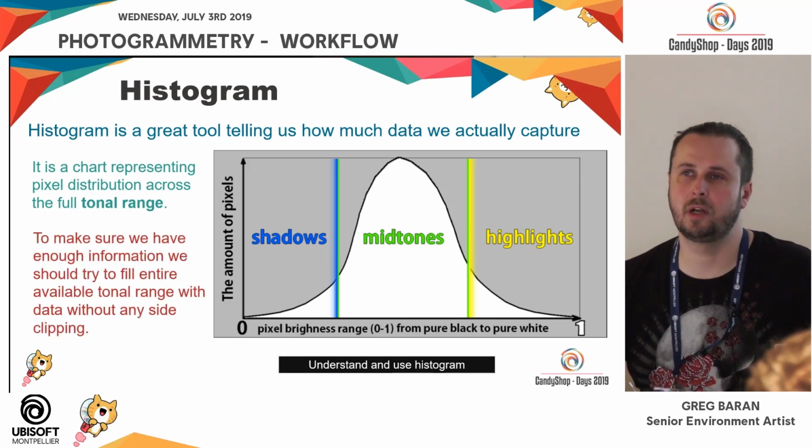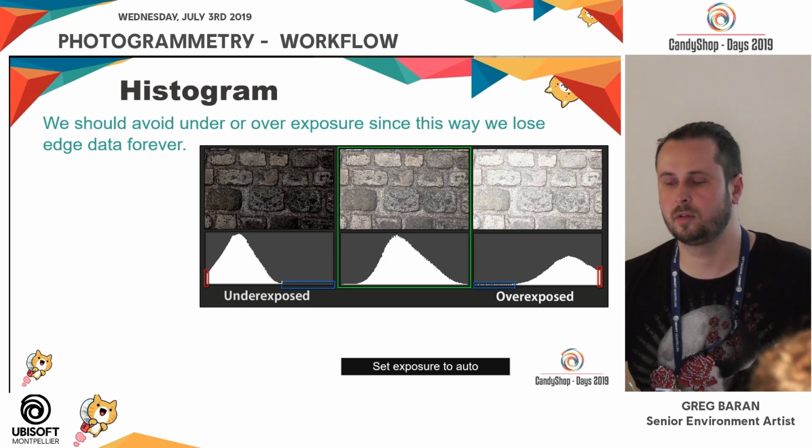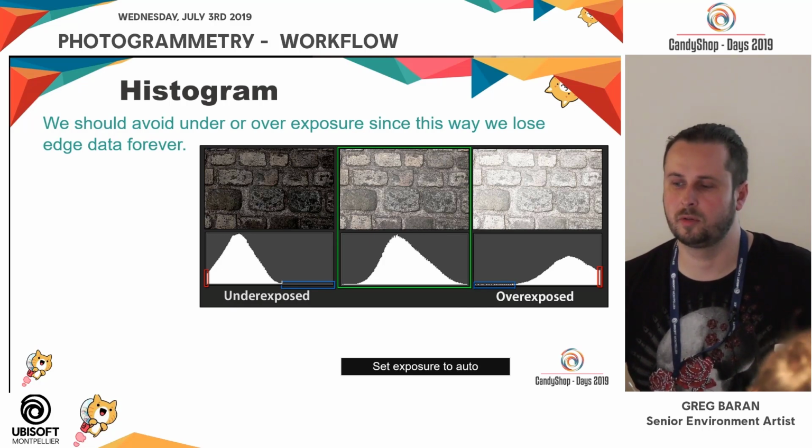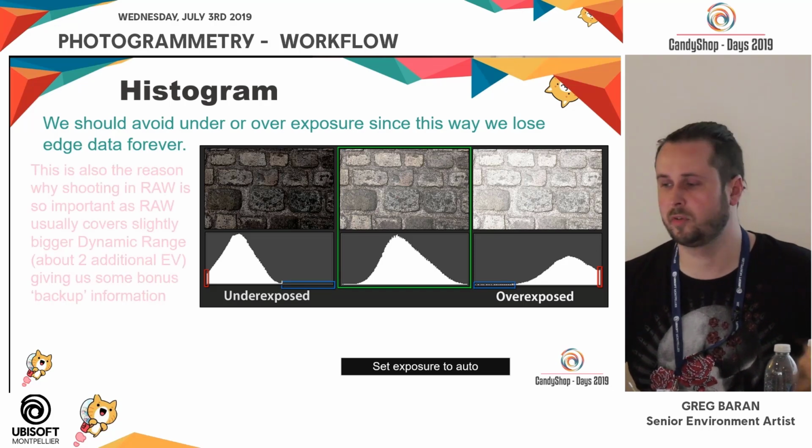When we are shooting a raw file, we already have 2 additional EV covers, so it means we shoot a bit more data, so we have more data to tweak later. If we have something to the left or to the right of this histogram, usually it's lost forever.